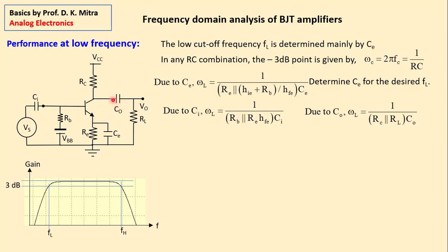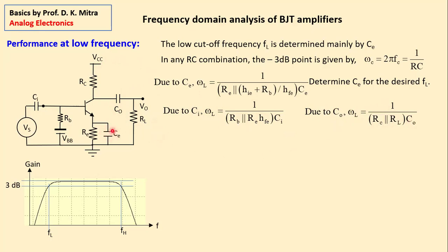So far as the output coupling capacitor is concerned, there are two resistances in parallel. RC, for AC signal, is shorted to common here, and RL is connected to common here. So here, omega L due to the output coupling capacitor is 1 upon (RC and RL in parallel) times CO, right? So I repeat once again.